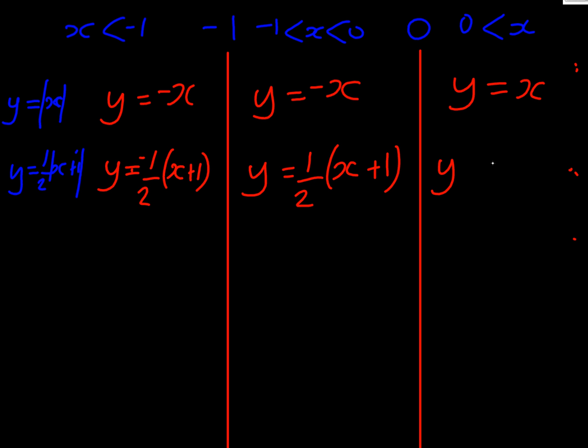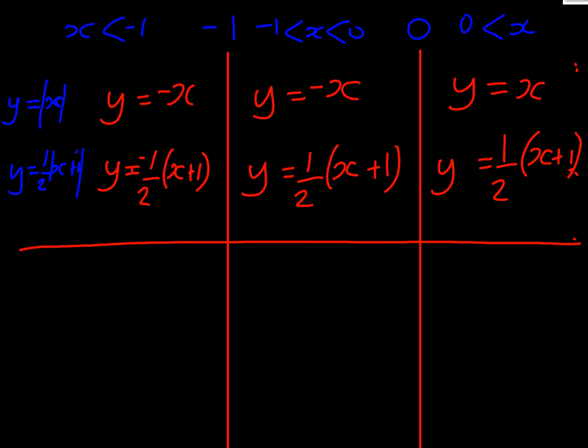And finally, in this top range, again x is greater than minus 1, so again y is half of x plus 1. You happy with that? Now we're just going to solve simultaneous equations and look at our answers.